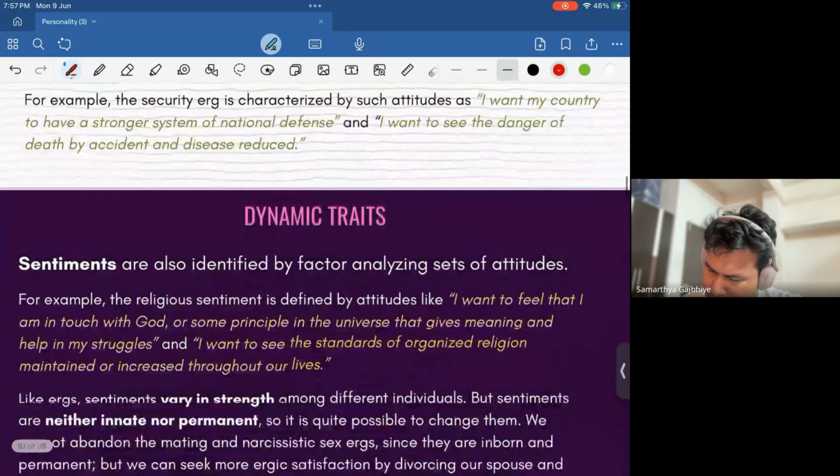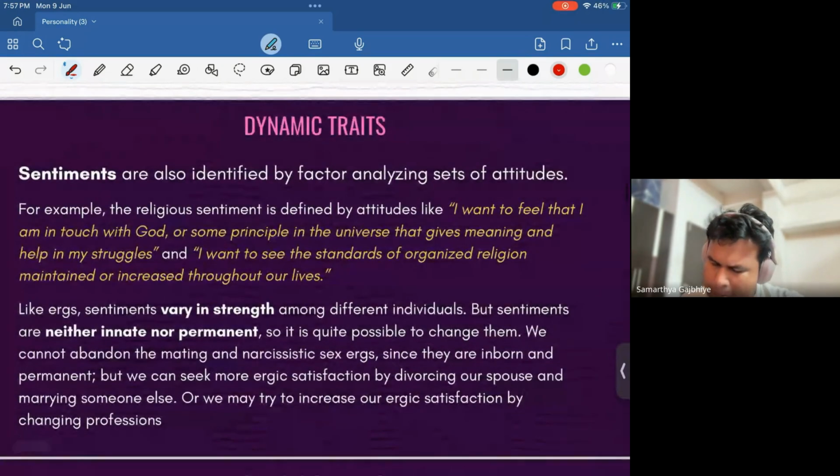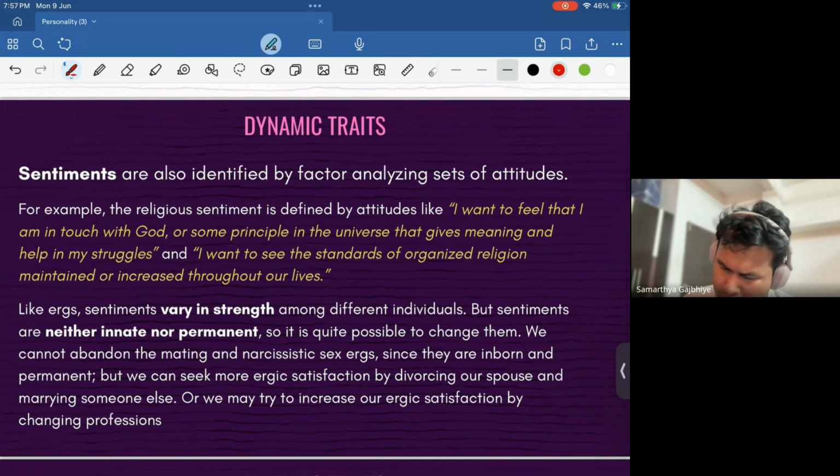ठीक है. This is just their elaborating on sentiments. You can read through this, that would be better. फैक्टर एनालाइजिंग एटीट्यूड से सेंटिमेंट्स आते हैं.